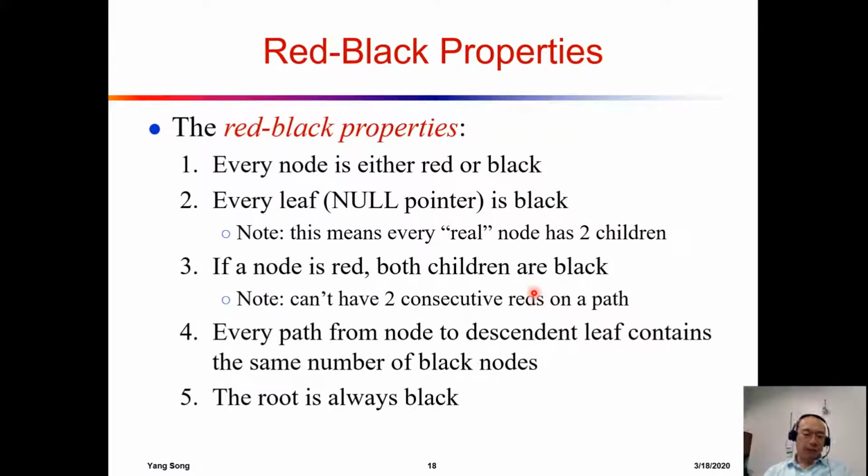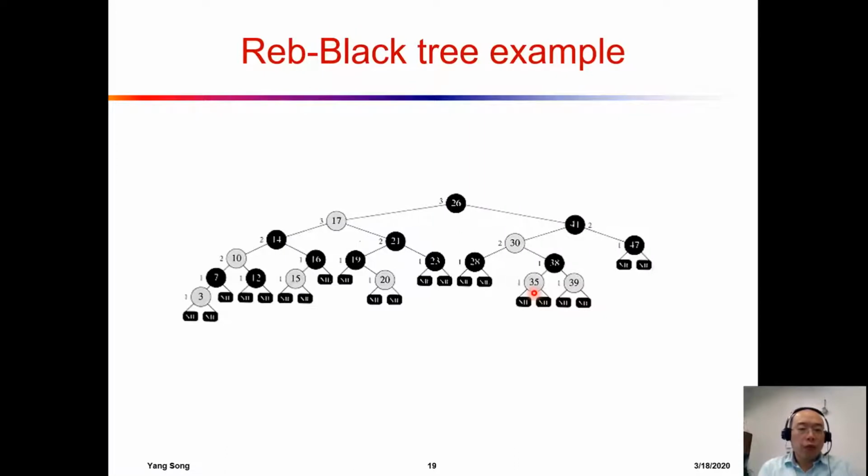Okay, and number four, every path from a node to a descendant leaf contains the same number of black nodes. We don't really have to pick the root. For example, let me pick 21. If we pick 21, what we want to count is, from the current node 21 to any of the possible leaves, we have to visit the same number of black nodes.